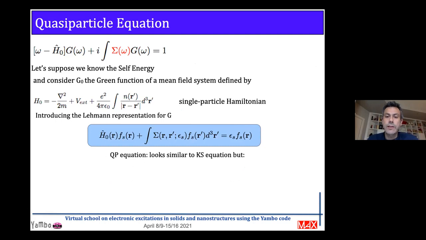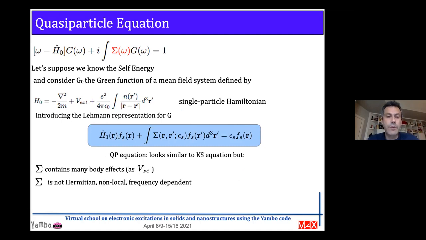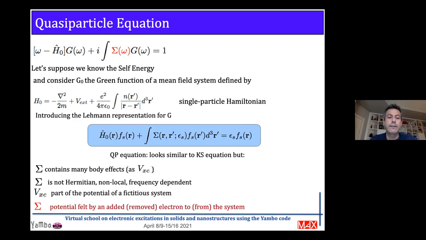If you inspect this equation, there are similarities with respect to the Kohn-Sham equation, but a difference: we have the self-energy instead of the local potential Vxc. The self-energy is not Hermitian, is non-local, and is frequency dependent. While the exchange-correlation potential is the potential of a fictitious Kohn-Sham system, the self-energy is the potential felt by an added or removed electron from or to our system. Besides that, the eigenvalues will be complex quantities.